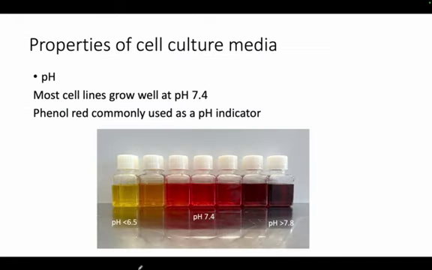Just talking about the pH, most cell lines grow well at pH 7.4. They're quite tolerant to a little change in pH. It might be that your cell line would grow better at something like pH 7.7, but it will still grow at 7.4. So most media that you get on the market will be formulated for this pH.